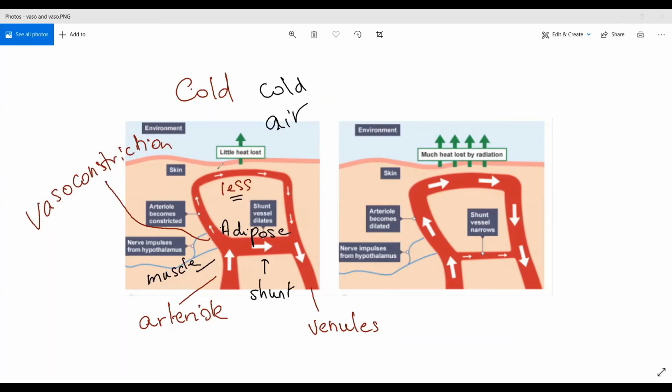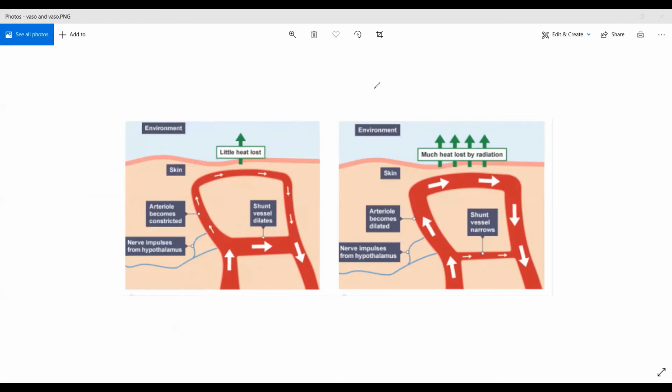And of course we must not forget the hair and the erector pili muscles, or erector muscles, that become contracted to trap an area of moist air. The moist air is an insulator. It's not allowing the heat of the body to exit out. Now the opposite, when the temperature rises. I want you to tell me what will happen when the temperature rises.